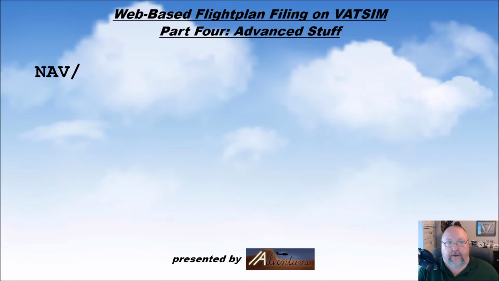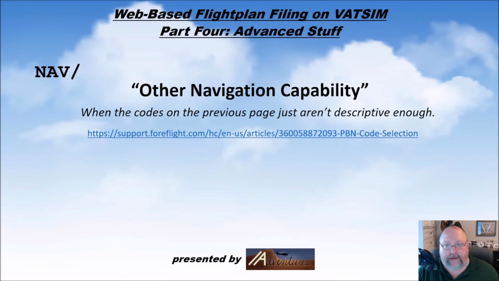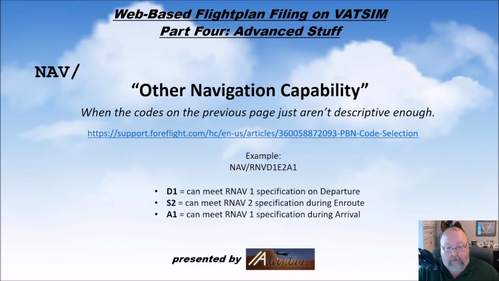All right, the second field is marked NAV, and it simply refers to other navigation capability. Here's the reference link that you can use for the information on this page. This RNAV example shows that you are RNAV D1, E2, A1. And what that means is that during the departure phase, you're able to meet RNAV 1 specification. During the en route phase, for whatever reason, your equipment's not as precise and can only meet RNAV 2 specifications. But then in the approach phase, you are once again able to meet RNAV 1 specifications during your arrival.